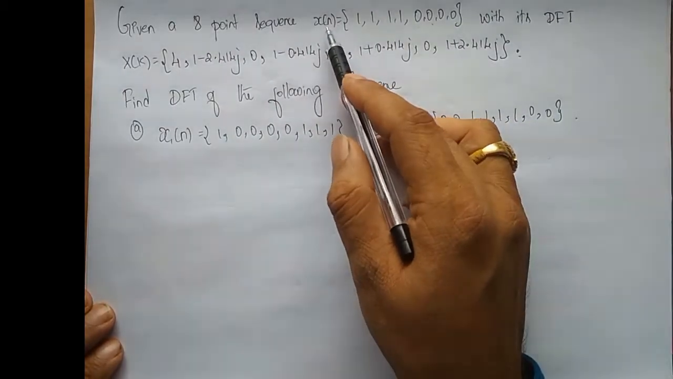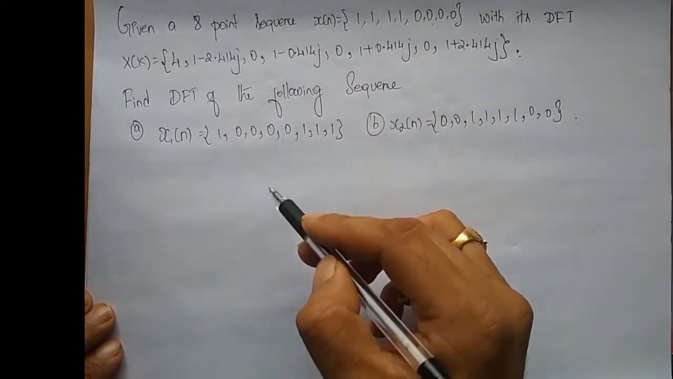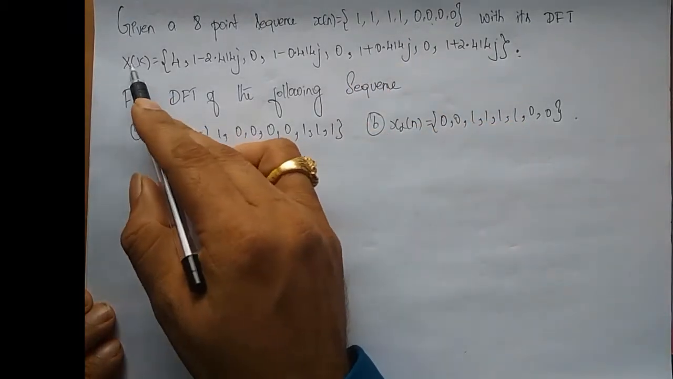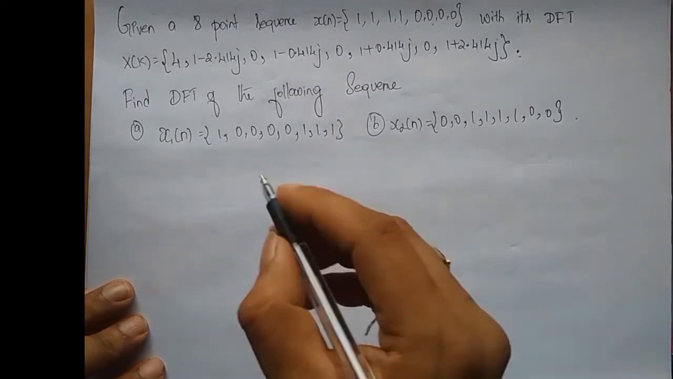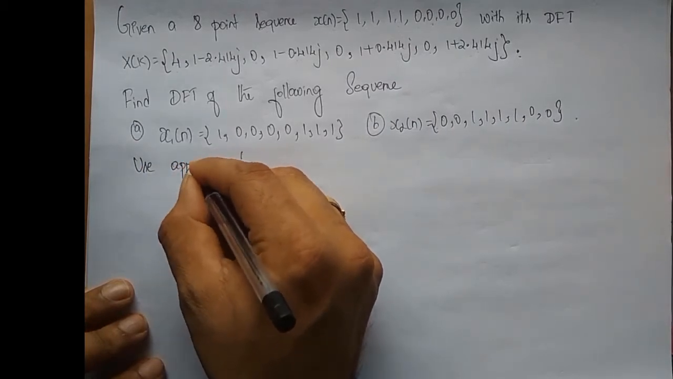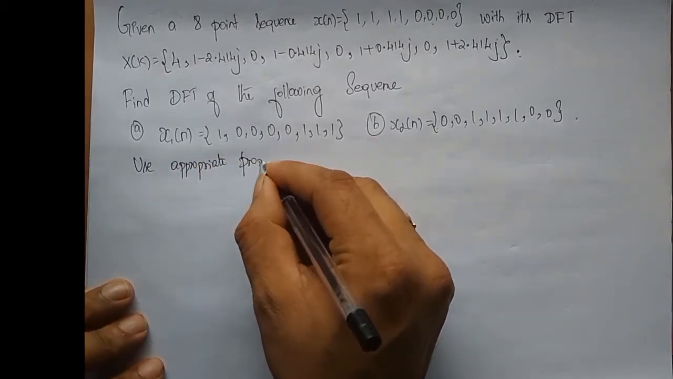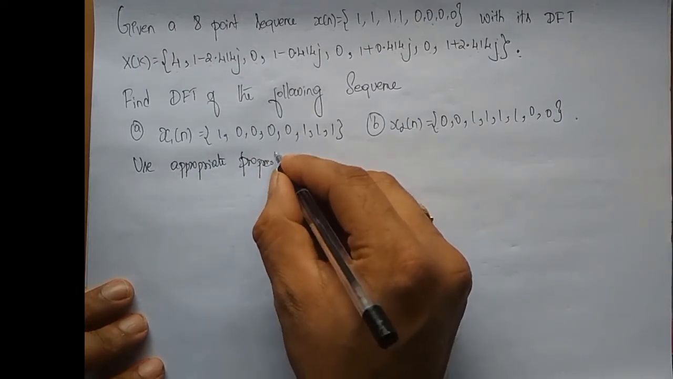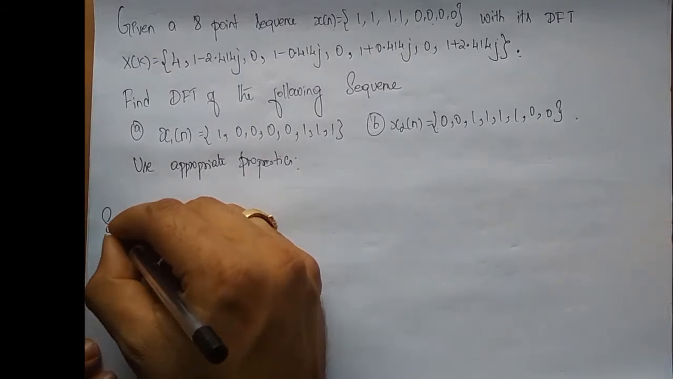In case they don't give x of k, then you have to calculate the 8-point DFT of this sequence and then proceed. Fine. So I need to find the DFT of these two sequences, and I have to use appropriate properties. So try to solve this.